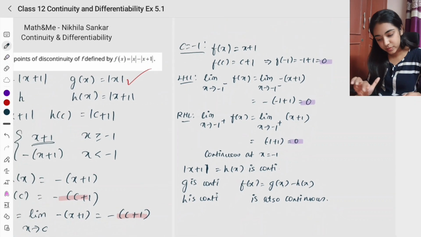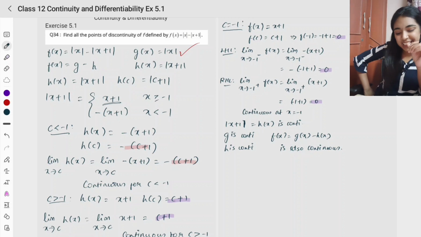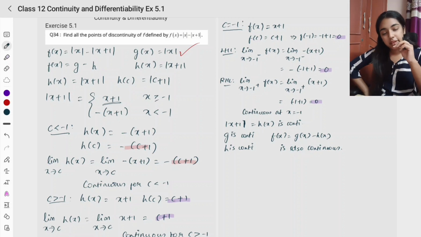Please copy or take a screenshot. So with this, we are done with exercise 5.1 and continuity. Next is differentiability. Okay, see you. Bye.